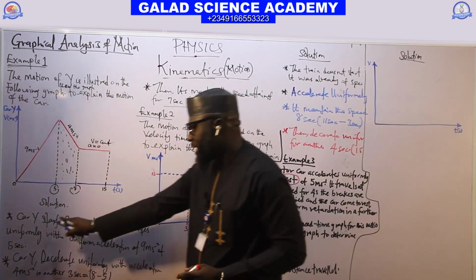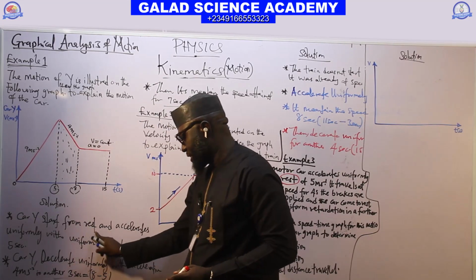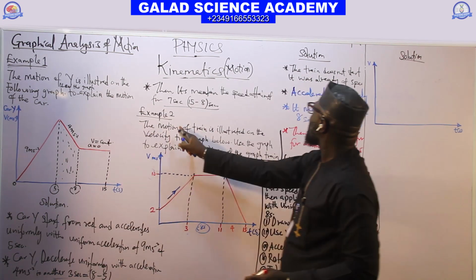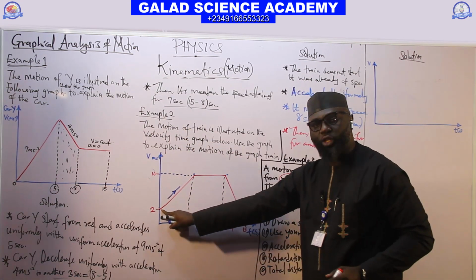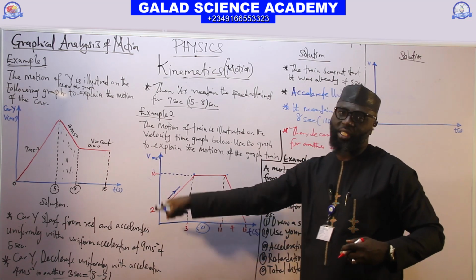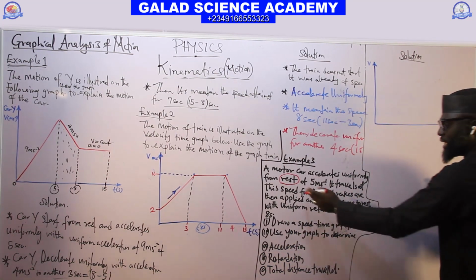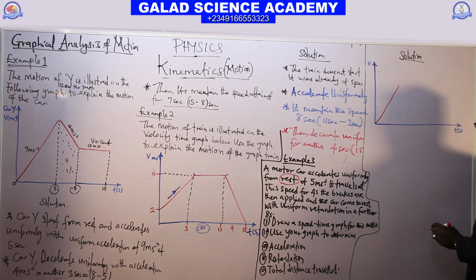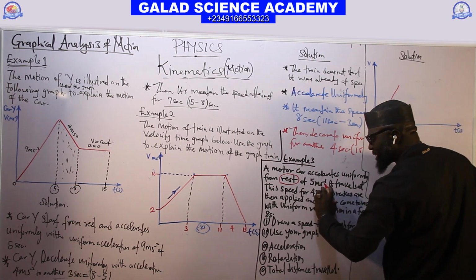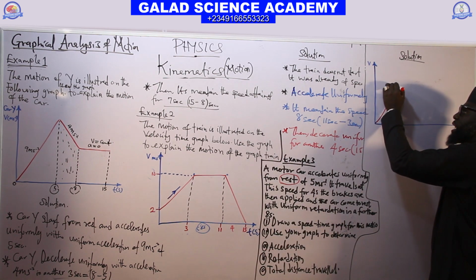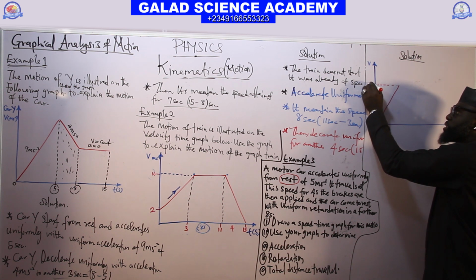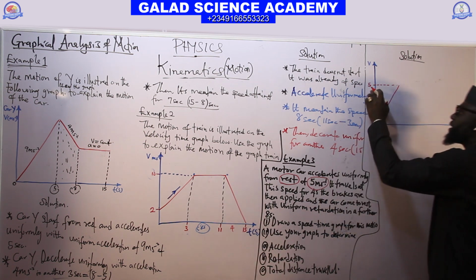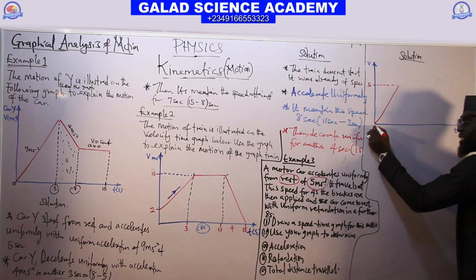I said this car starts from rest because it's from zero. This one does not start from rest; it's already moving at a speed of about 2 meters per second. So here, since it is at rest, your graph must start from zero. At this particular point here, the speed of the car is 5 meters per second. That's the speed here. From rest, here is zero.